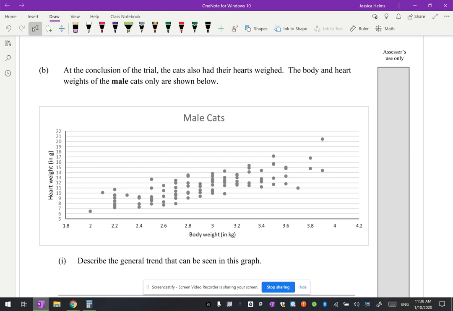Okay, Mrs. Helms here. This is question 1, part B of the 2020 end of topic test. So this is a scatter plot or a bivariate graph, as some of you are probably aware. And the question here says, at the conclusion of the trials, the cats also had their hearts weighed.